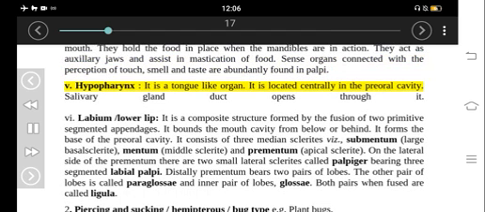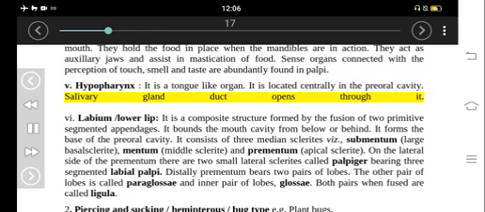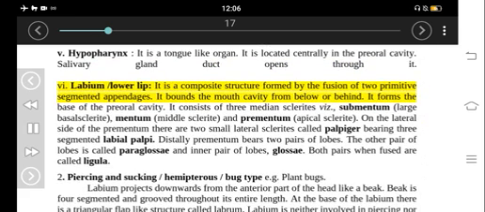V. Hypopharynx. It is a tongue-like organ. It is located centrally in the preoral cavity. The salivary gland duct opens through it. VI. Labium, lower lip. It is a composite structure formed by the fusion of 2 primitive segmented appendages. It bounds the mouth cavity from below or behind. It forms the base of the preoral cavity. It consists of 3 median sclerites, viz. submentum, large basal sclerite; mentum, middle sclerite; and prementum, apical sclerite.